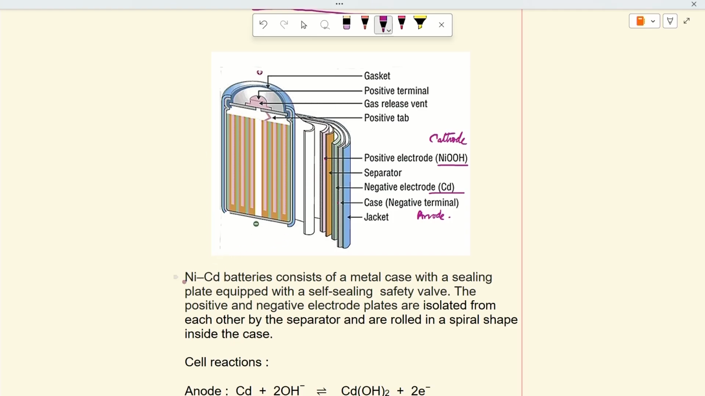So, nickel cadmium batteries consist of a metal case with a sealing plate equipped with self sealing safety valve. The positive and the negative electrode plates are isolated from each other by a separator. See, there is this brown colored one that acts as a separator, so they are not in direct contact. And we have an anode and a cathode, both separated by a separator, and they are rolled together in a spiral shape inside a case, and that forms the nickel cadmium battery.